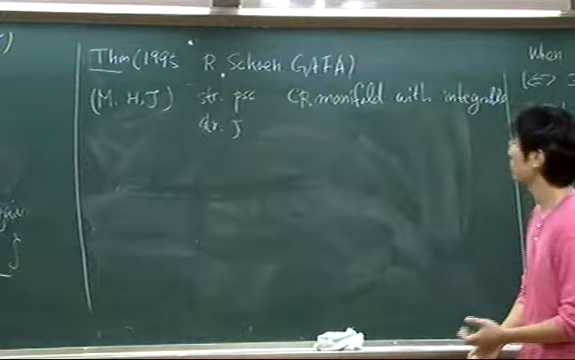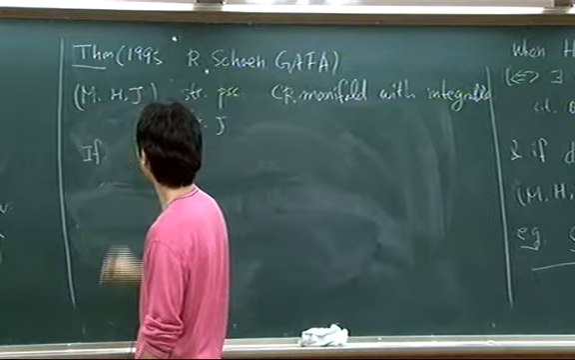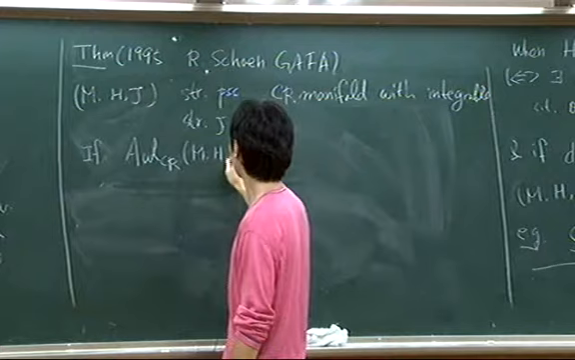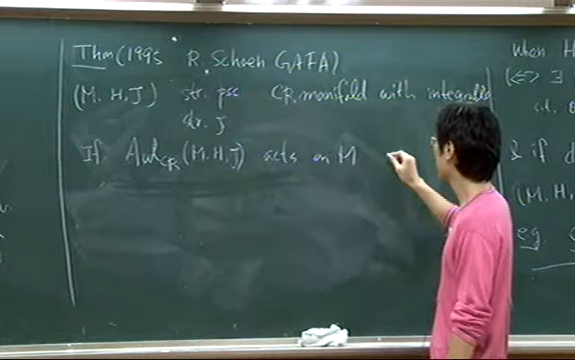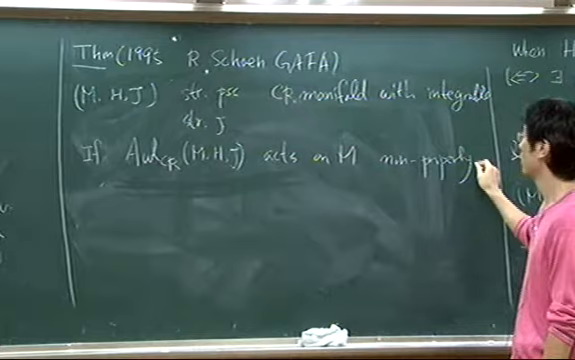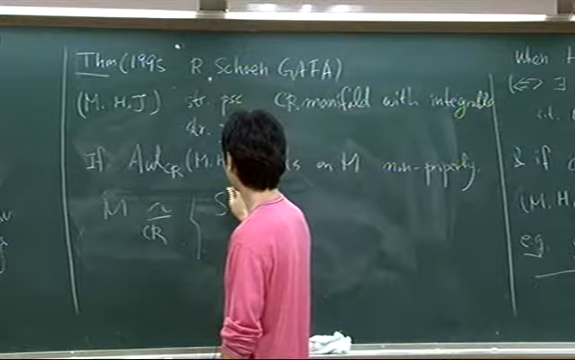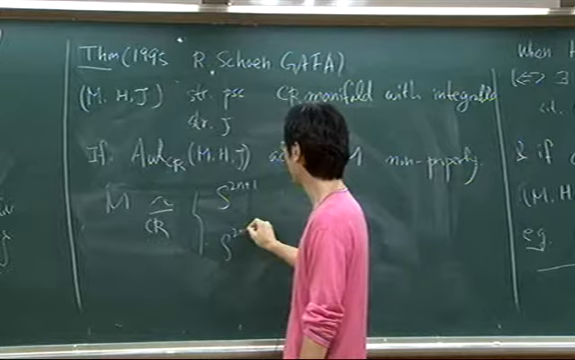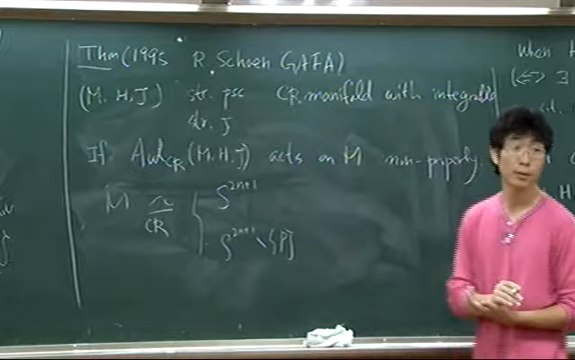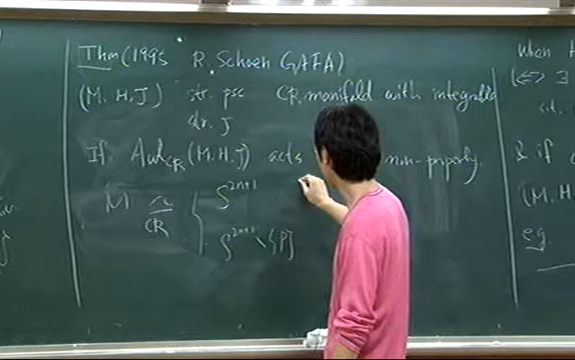and if the CR automorphism group acts on M non-properly, then he proved that M must be CR equivalent to a sphere, either the sphere or the sphere minus a single point. The first is the case that M is compact; the second is the case that M is non-compact.